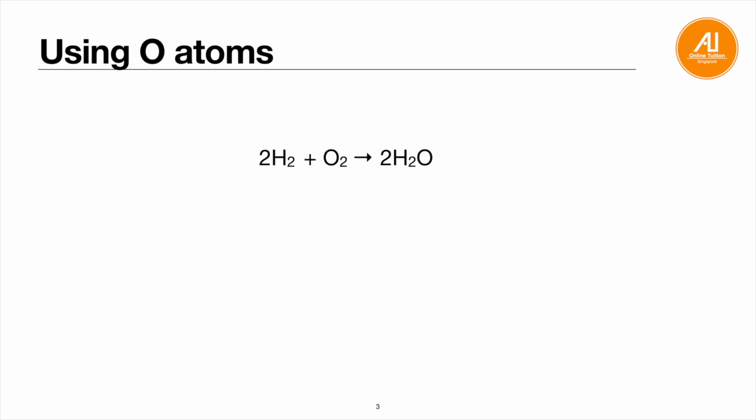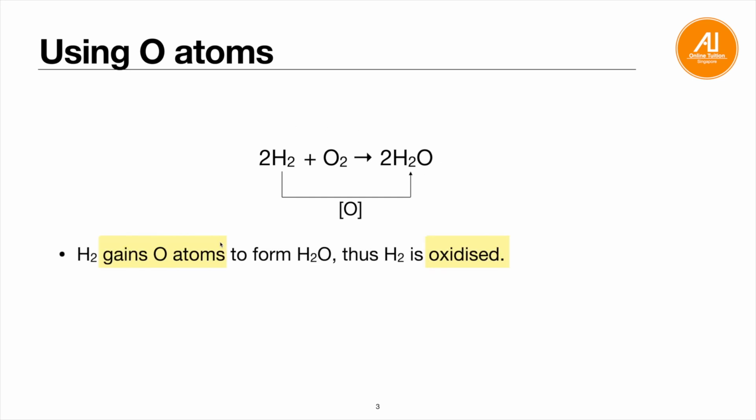For example, this equation: 2 hydrogen gas reacts with oxygen gas to give you 2 water. If you look carefully, hydrogen gas actually gains oxygen atoms to get H2O. So you say H2 gains oxygen atoms to form H2O. Thus, hydrogen gas is oxidized. Meaning if you gain oxygen atoms, you're oxidized.